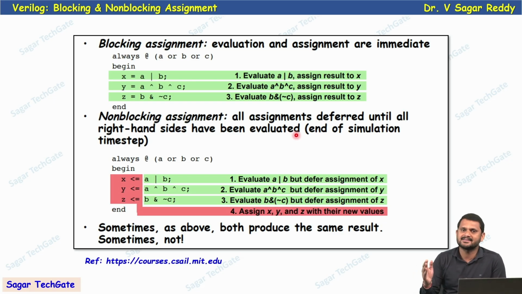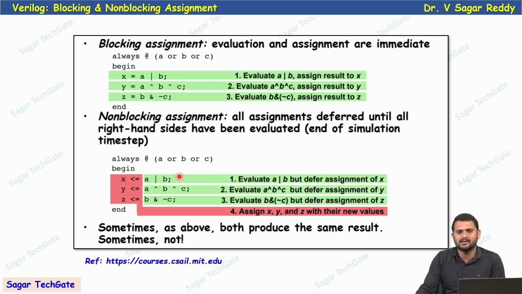Whereas in non-blocking assignment, all assignments are deferred until all right hand sides have been evaluated. Nothing but the assignment happens at the end of the current time step, but the evaluation is immediate. Now see here, a or b: evaluate a and b, but defer assignment of x. We are not assigning this value to x immediately. Here we evaluate this right hand side expression, and here also we are evaluating the right hand side expression.